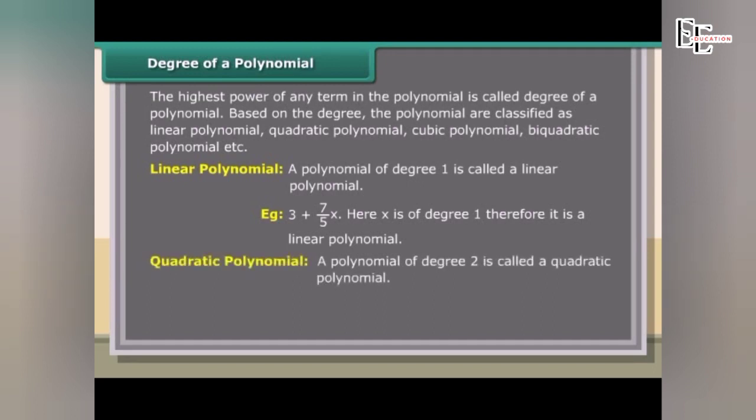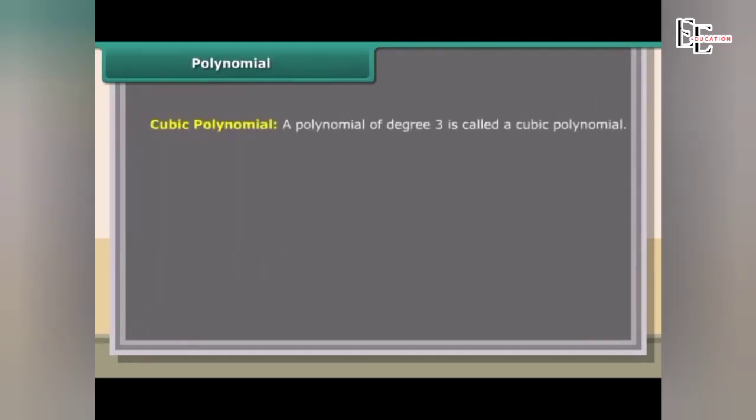Quadratic polynomial. A polynomial of degree 2 is called a quadratic polynomial. Example, x square minus 4x plus 4. Here x is of degree 2, therefore it is called a quadratic polynomial. Cubic polynomial. A polynomial of degree 3 is called a cubic polynomial. Example, x cube minus 3x square plus 5x plus 1. Here x is of degree 3, therefore it is a cubic polynomial.